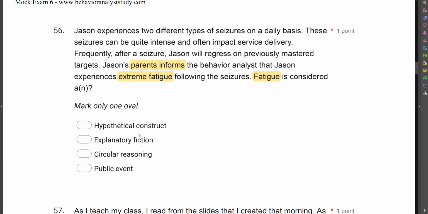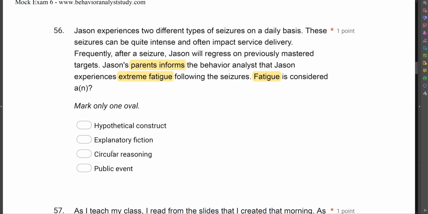The difference is the hypothetical construct is the term or the idea. So fatigue is a construct. The explanatory fiction is if you start attributing behavior to the construct. So if parents said Jason regresses because of fatigue, that's an explanatory fiction. But they didn't say that. All they said was Jason experiences fatigue. So at this point, fatigue is simply a hypothetical construct. Understand the difference there. It's a construct until you start explaining behavior with it, explaining it as the cause, which we haven't done yet. They just simply said Jason experiences fatigue.